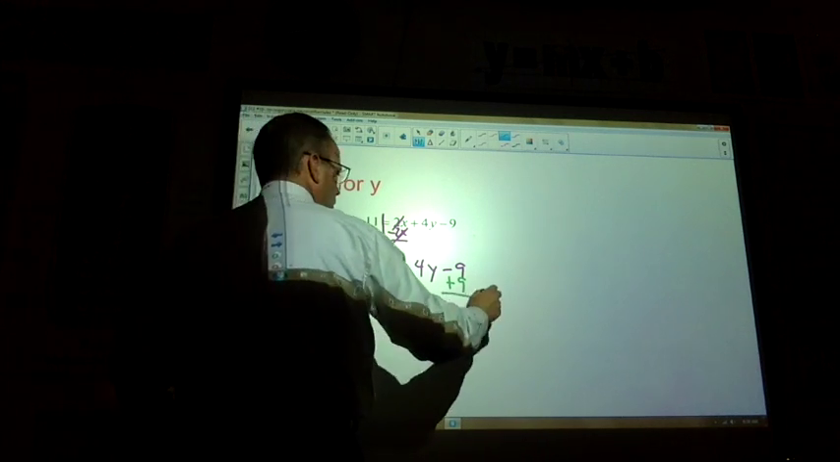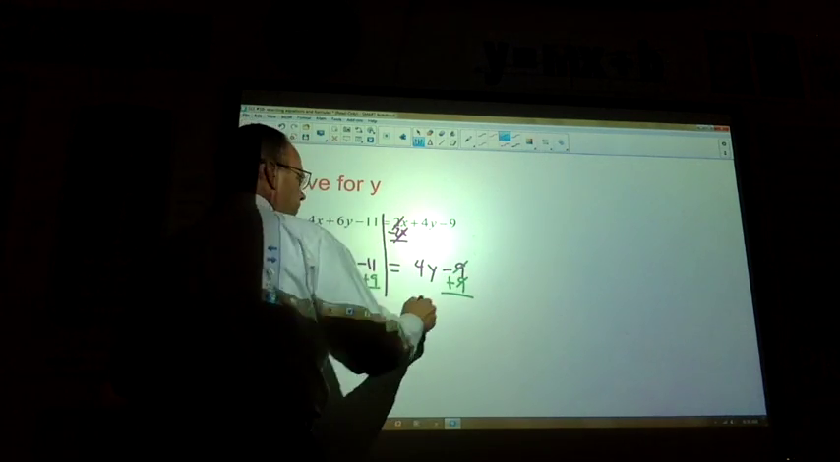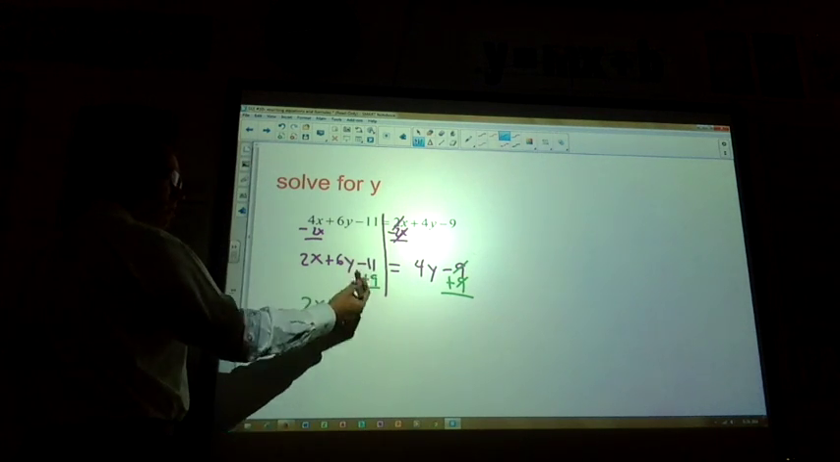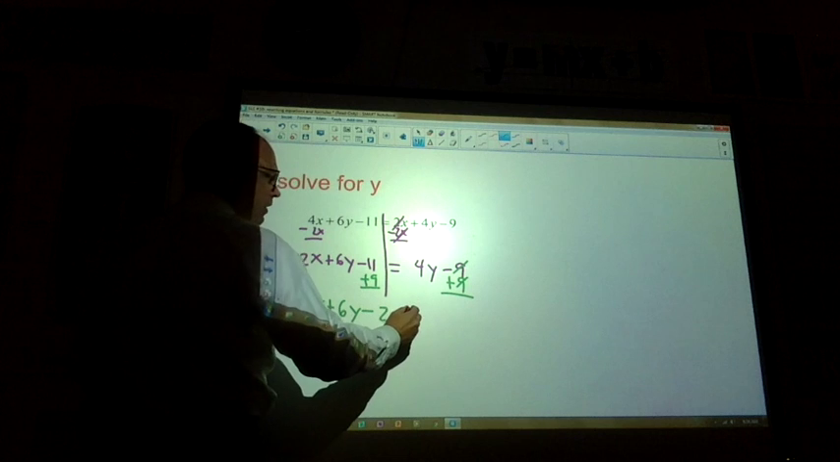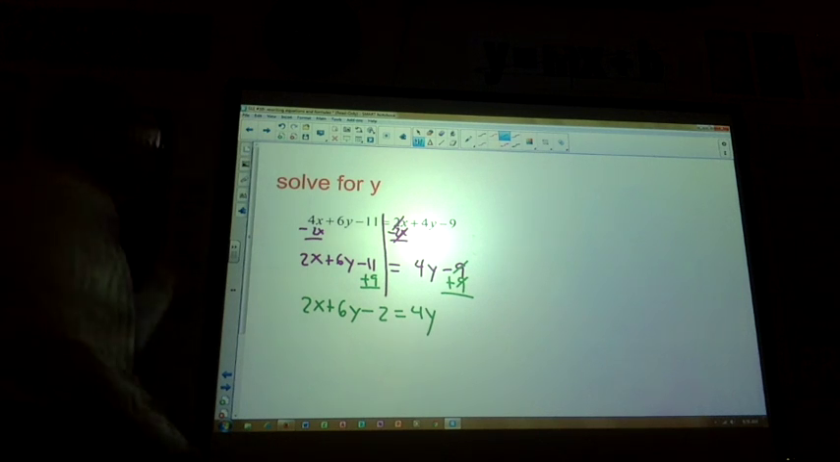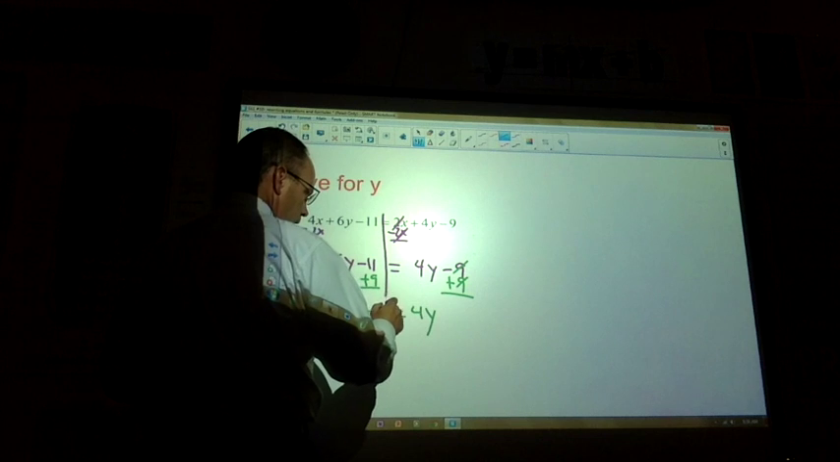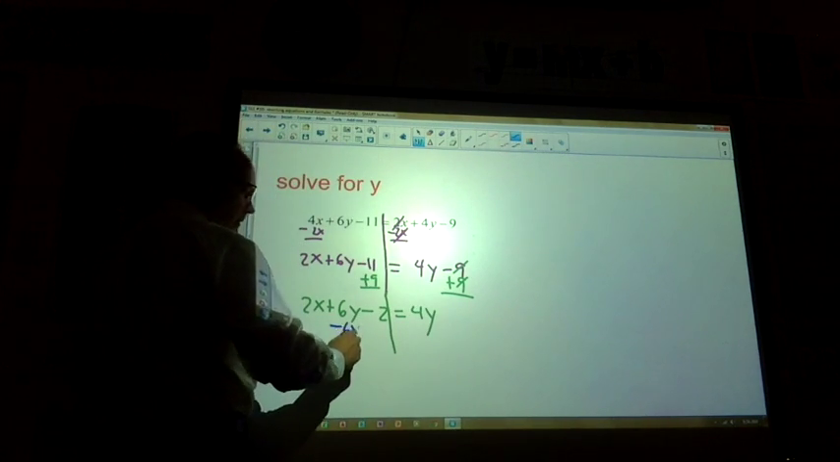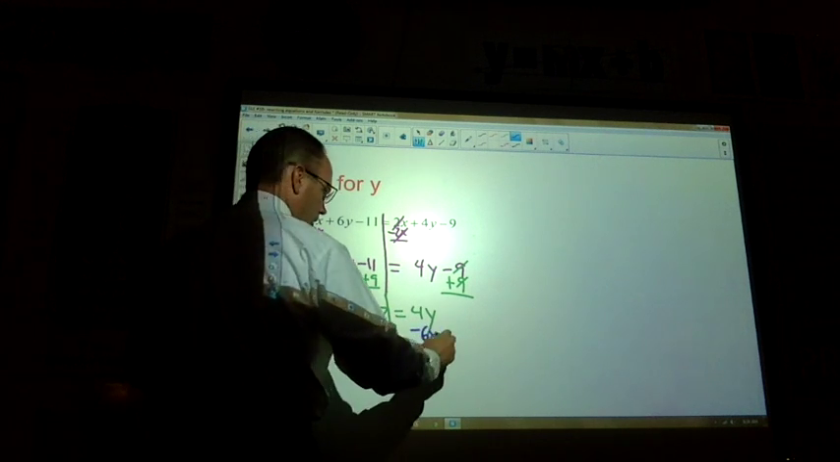So again, we're just trying to undo these problems a little bit. That gives me 2x plus 6y minus 2. Then I get 4y. Do I still have y on both sides? Everyone agree? So now we have to start moving the y over. Let's see. Subtract 6y. Subtract 6y.